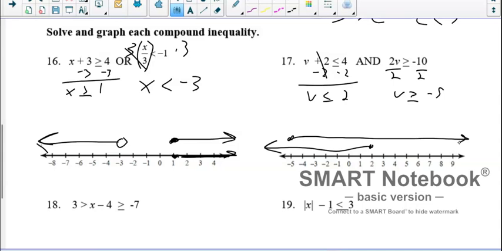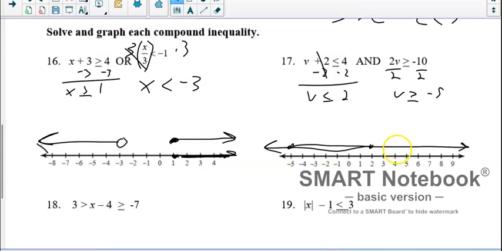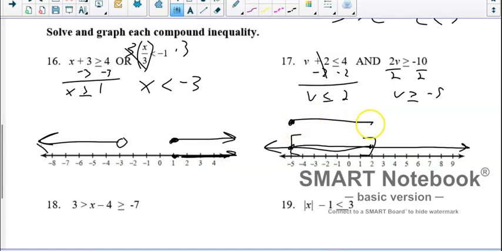So my final answer is, if you think about this, we kind of just cut it off here. So it's between negative 5 and positive 2. Inclusive because greater than or equal, less than or equal. So we use solid dots.